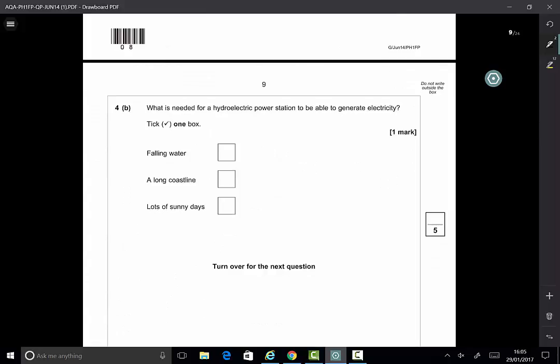What is needed for a hydroelectric power station to be able to generate electricity? So hydroelectric power is one of our 3 methods of using water. The clue's in the name, hydro. So that rules out lots of sunny days. Hydroelectric is the one where we build a dam on a river and the river is flowing downhill. So that makes it falling water. The long coastline is going to be useful for wave power.